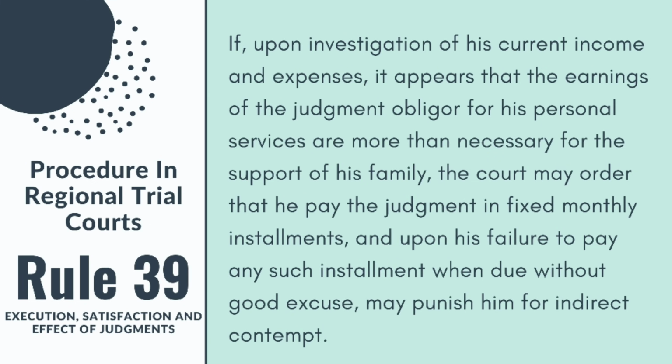If, upon investigation of his current income and expenses, it appears that the earnings of the judgment obligor for his personal services, are more than necessary for the support of his family, the court may order that he pay the judgment in fixed monthly installments, and upon his failure to pay any such installment when due without good excuse, may punish him for indirect contempt.